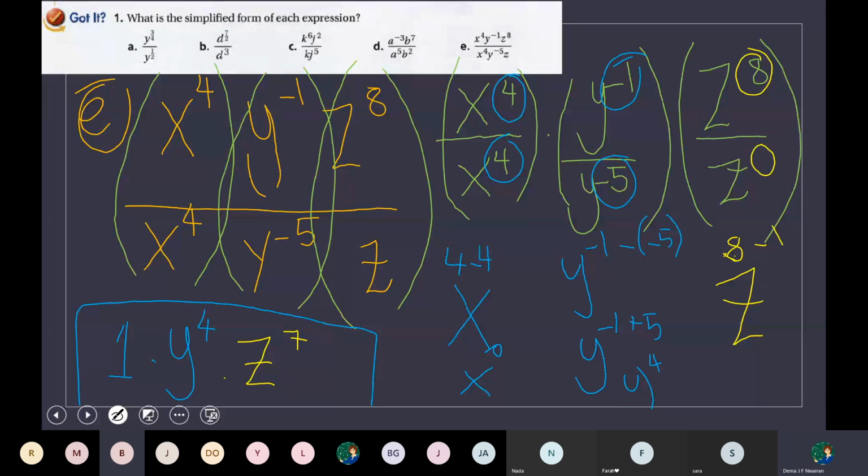Teacher, I didn't understand the x one. Why is it 1 and not 0? Because here it is x raised to 0. Ah, okay. Thank you, teacher. Yes, and x raised to 0 is 1.